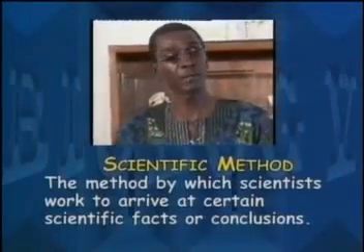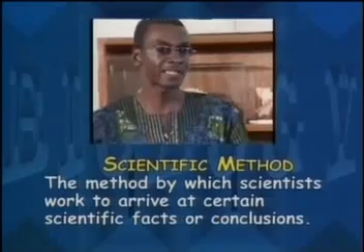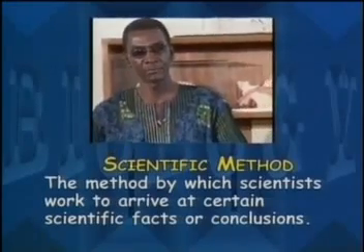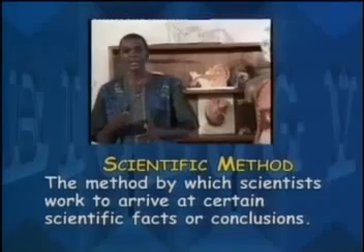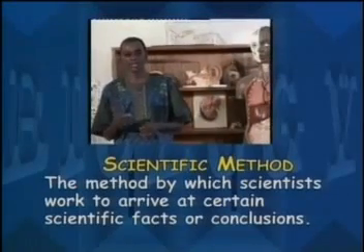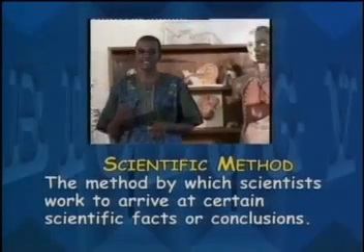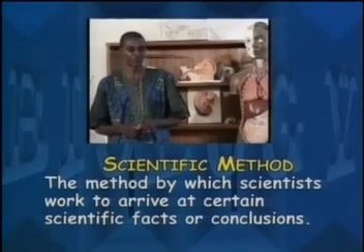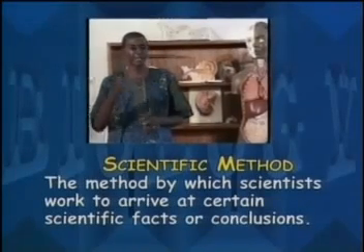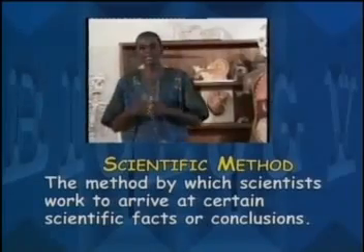Scientists, you don't just get up and start working. Let's look at how biologists work. Biologists work by using what we call the scientific method. The scientific method is the method by which scientists work to arrive at certain scientific facts or conclusions. We use a step-by-step method of reaching a fact or a conclusion.